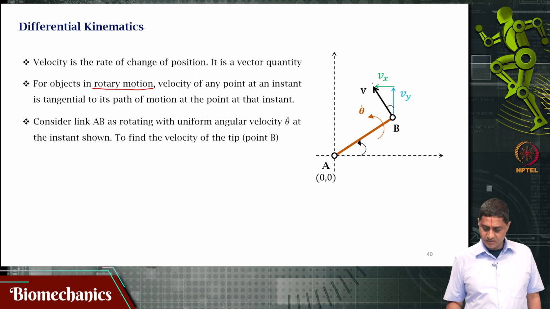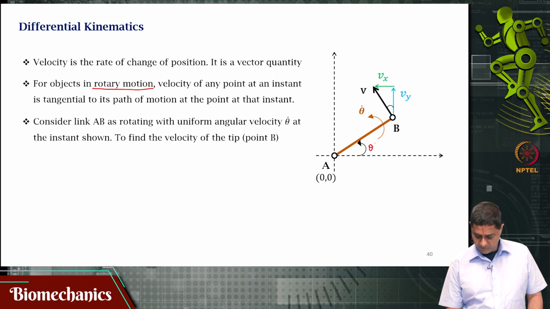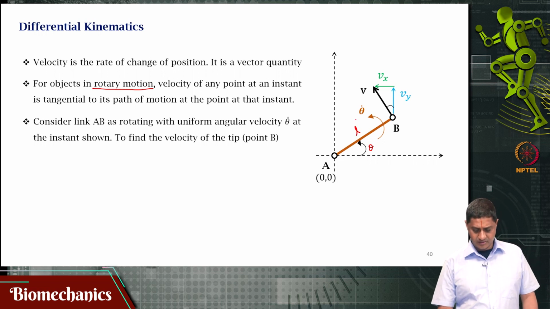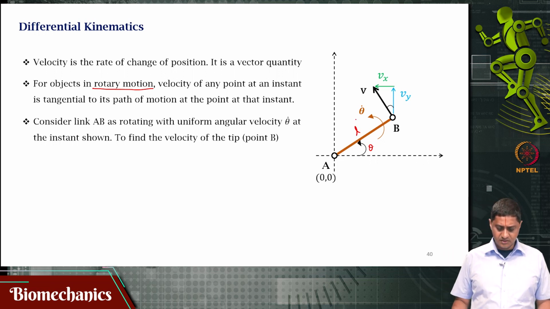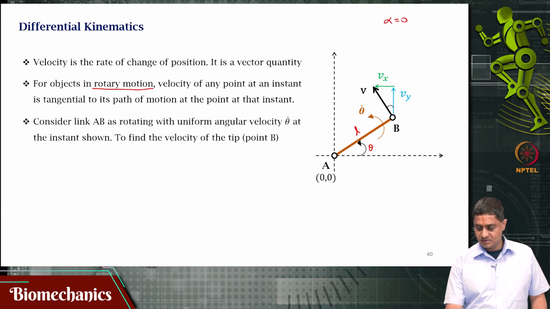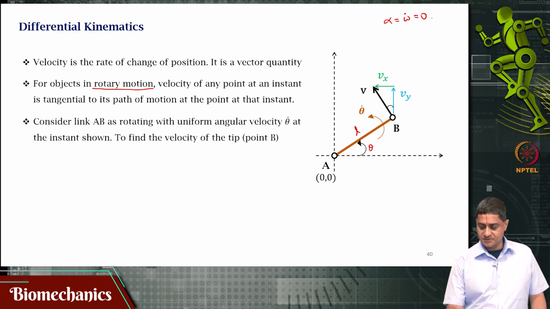Okay. Let us assume there is a single link, and the angle is theta. The link length is some L or R. It is rotating with uniform angular velocity. So, angular velocity does not change. In other words, alpha is 0, alpha is omega dot, and that is 0. It is having uniform angular velocity theta dot or omega, which is not 0.